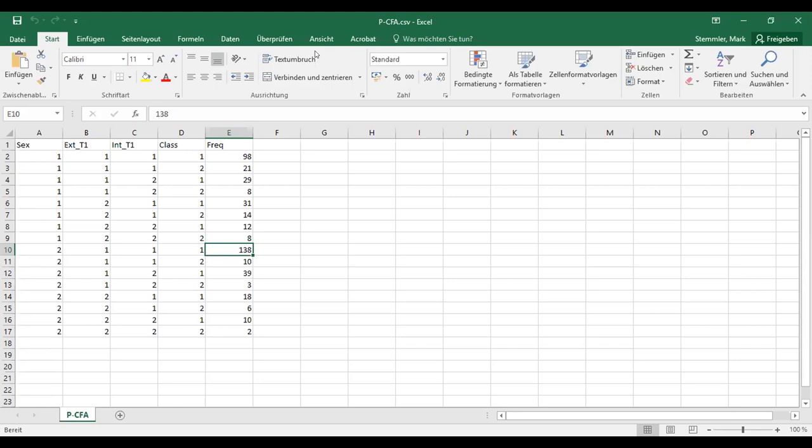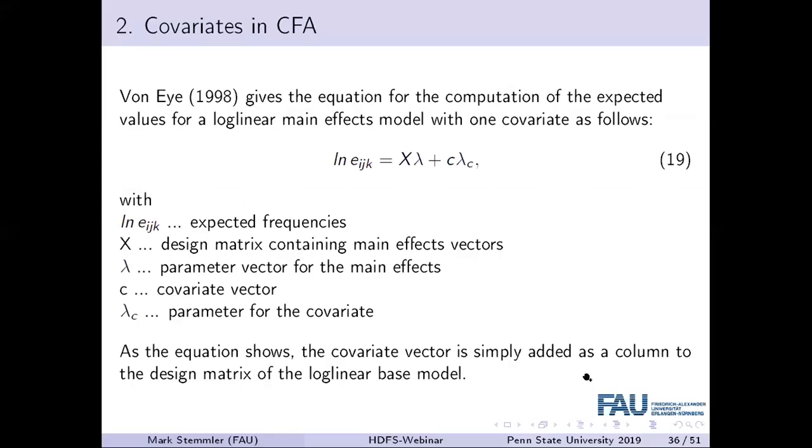Okay, covariates. Here's a little bit of statistics. As before, the natural logarithm of the expected values is a linear function of the design matrix and the parameters. Now there's an addition over here. So we have a covariate vector and a parameter for the covariate. Covariates are simply added as a column to the design matrix of the log linear base model. And we'll later show you, it can easily be shown in CFA.